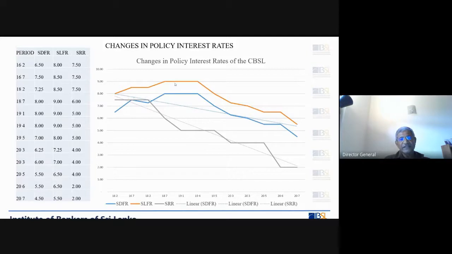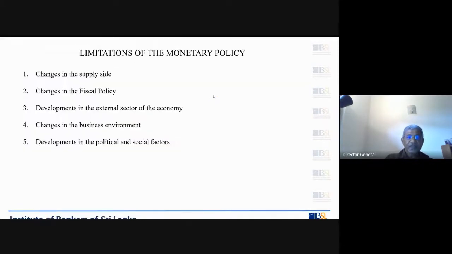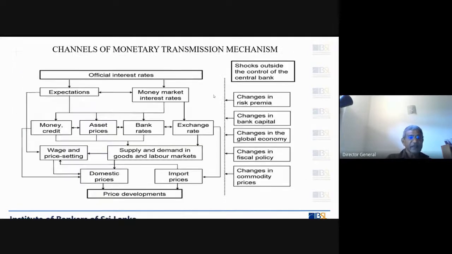This is the standing lending facility rate, the standing deposit facility rate. This is SRR. So the central bank has cut the SRR also. All three variables indicate the monetary policy has been to ease the monetary policy, or expansionary monetary policy. Okay, let's leave it there and come here.